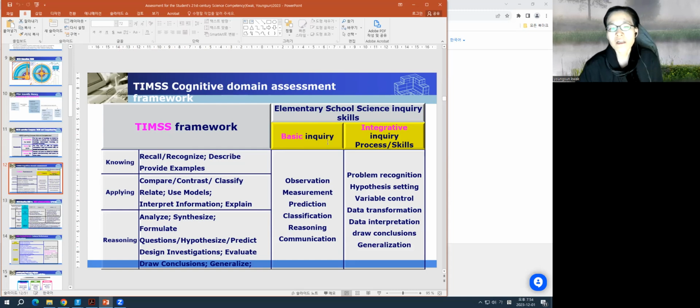It's also another name calling science inquiry competencies. It's about basic inquiry, observation, measurement to communication. And there's another name called integrative inquiry. It starts from problem recognition or hypothesis setting, and through conducting inquiry or investigation or experiment, students draw conclusions, and they also can make generalizations. So this is all about science inquiry.